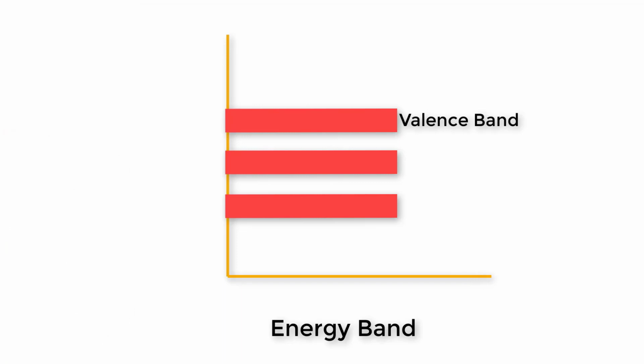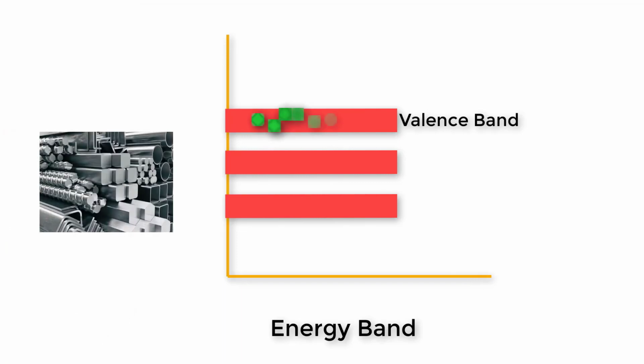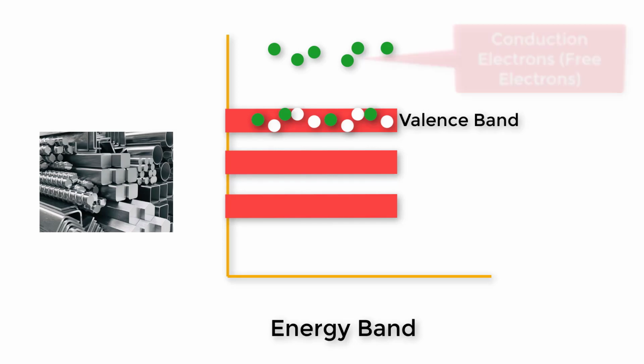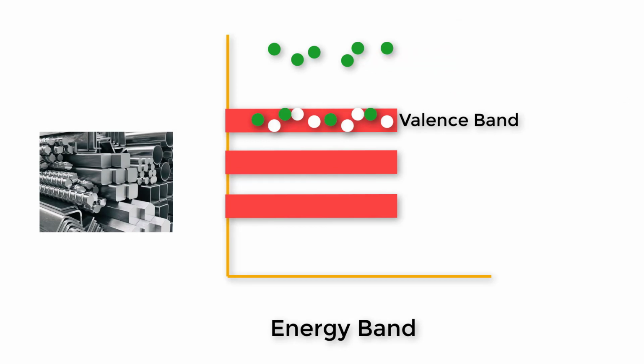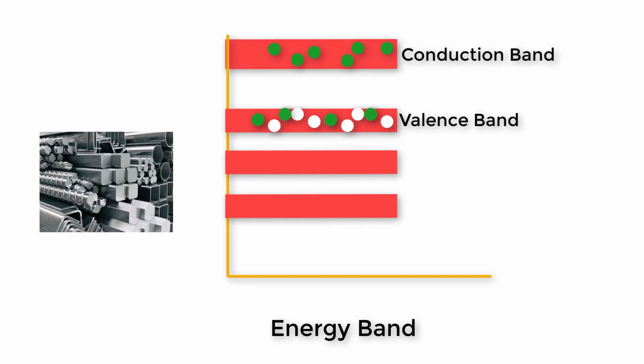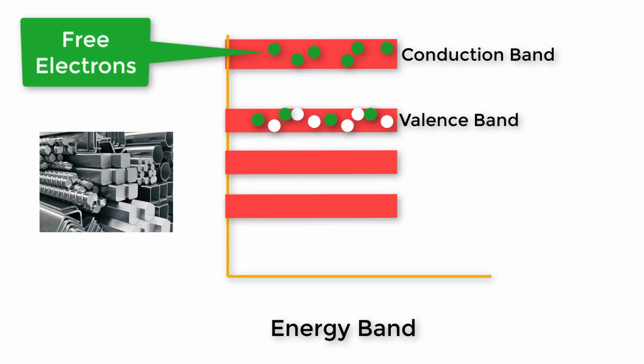In certain materials, for example metals, the valence electrons are loosely attached to the nucleus. Even at ordinary temperature, some of the valence electrons may get detached to become free electrons. In fact, it is these free electrons which are responsible for the conduction of current in a conductor. For this reason, they are called conduction electrons. The range of energies possessed by conduction electrons is known as conduction band. All electrons in the conduction band are free electrons.